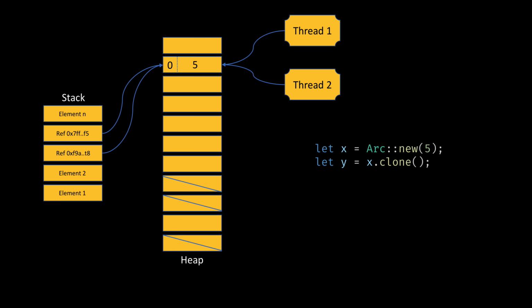We can also use an atomic reference counter, or Arc, to create a thread-safe reference-counted pointer. Here, the value 5 is being allocated on the heap using this Arc type. Arc is similar to Rc, but it's thread-safe and allows multiple threads to refer to the same heap allocated value.